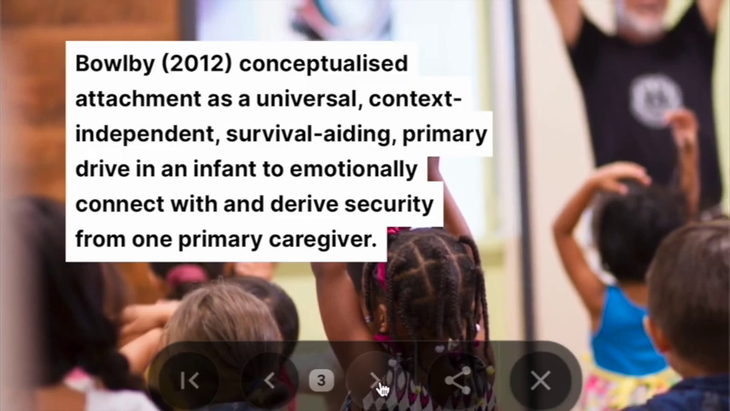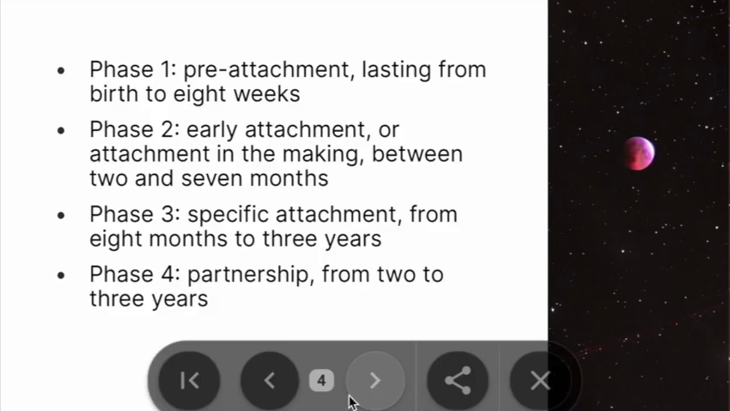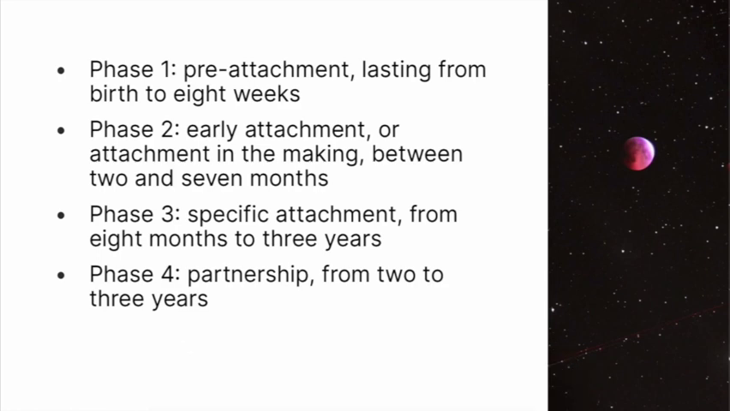According to his theory, attachment develops through these four phases. Phase one is pre-attachment, from birth to 8 weeks, where the infant shows no specific preference or emotional connection. Phase two is early attachment, or attachment in the making, between 2 and 7 months, where the infant differentiates between caregivers and develops a preference. Phase three, specific attachment, from 8 months to 3 years, is where the child exhibits stranger anxiety and separation anxiety from the preferred caregiver.